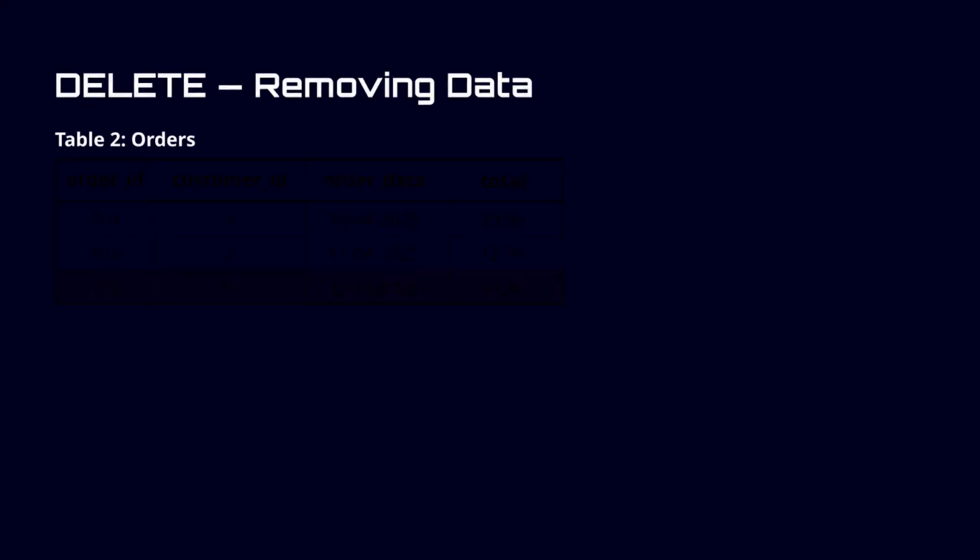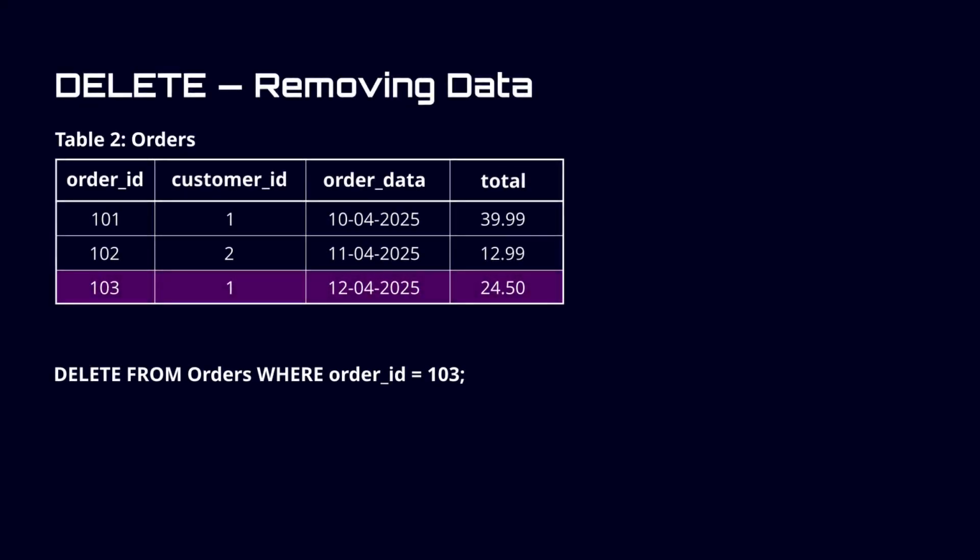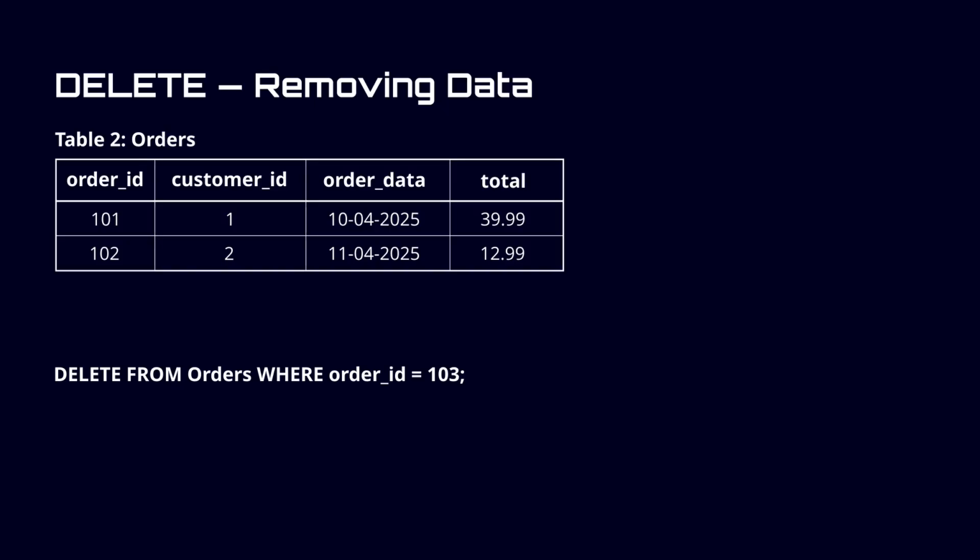DELETE removes a record from the table. DELETE FROM orders WHERE order_id = 103. This command deletes the order with ID 103.